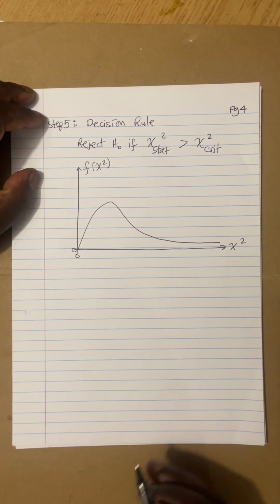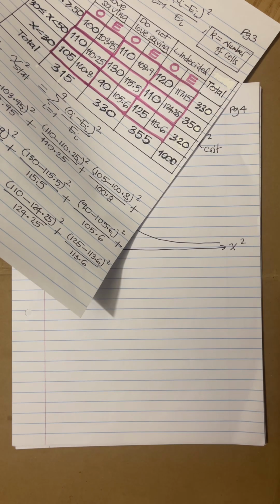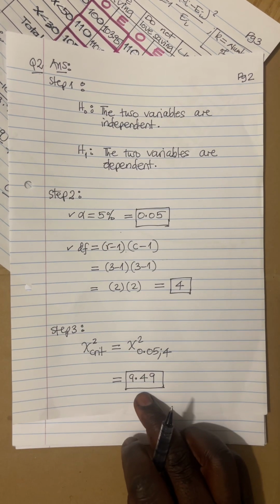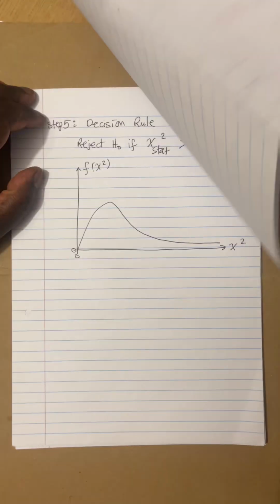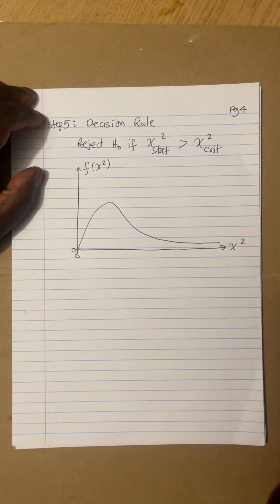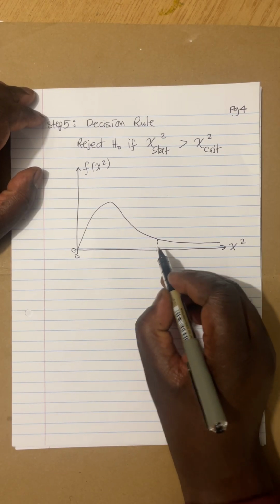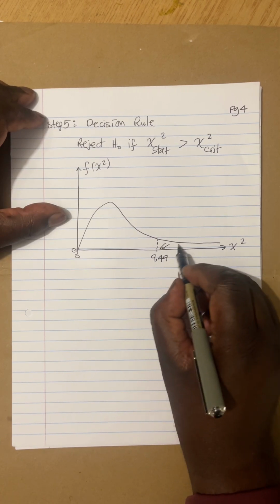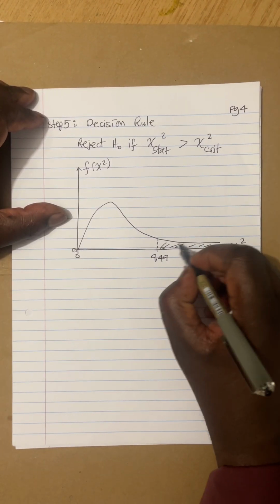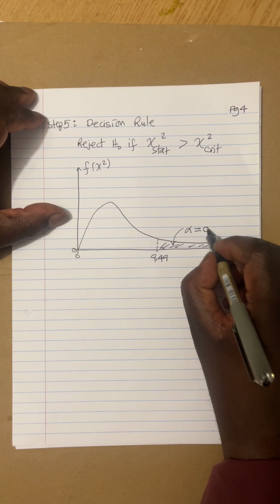So what is our critical value? The critical value computed here is 9.49. We indicate this value first, and then we are going to indicate the test statistic. So let's say that this is our place here where we have 9.49. That means that is our rejection region area. That shaded area is your alpha, which is 0.05.